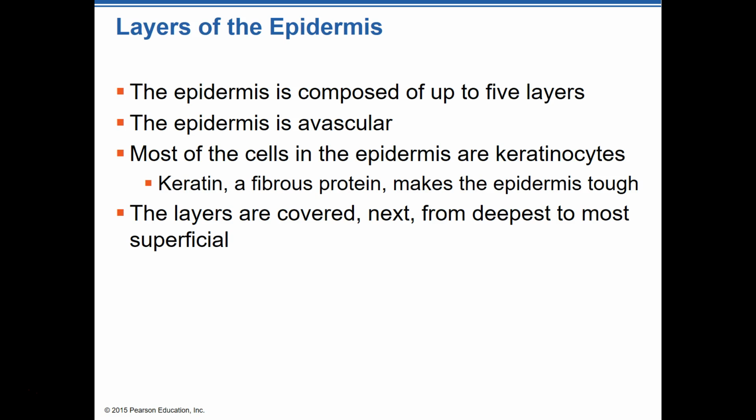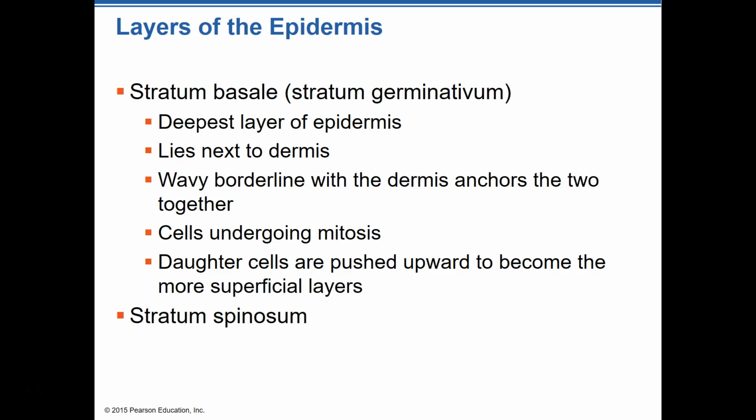Of course, remember it's avascular. There's no blood flow to it. Most of the cells are keratinocytes. They're keratinized. They're fibrous protein. Makes them tough. They're no longer those little squishy cells by the time they get there. The layers are covered, from the next deepest to the most superficial, so layer upon layer. And those layers are in various stages of keratinization.